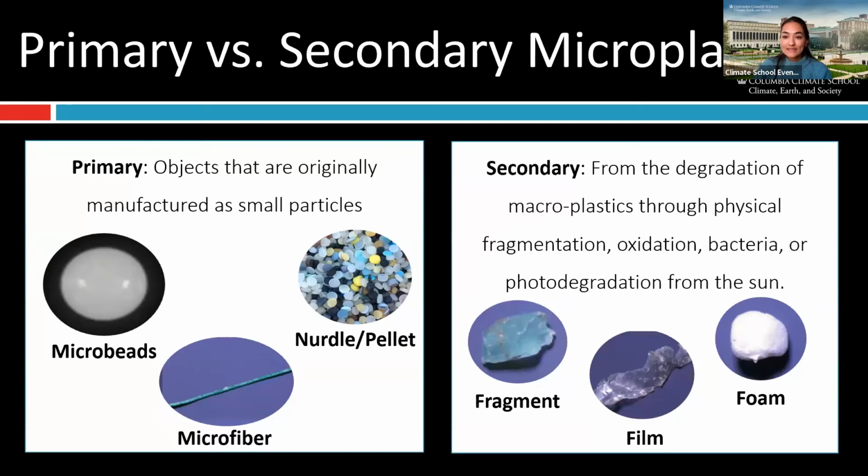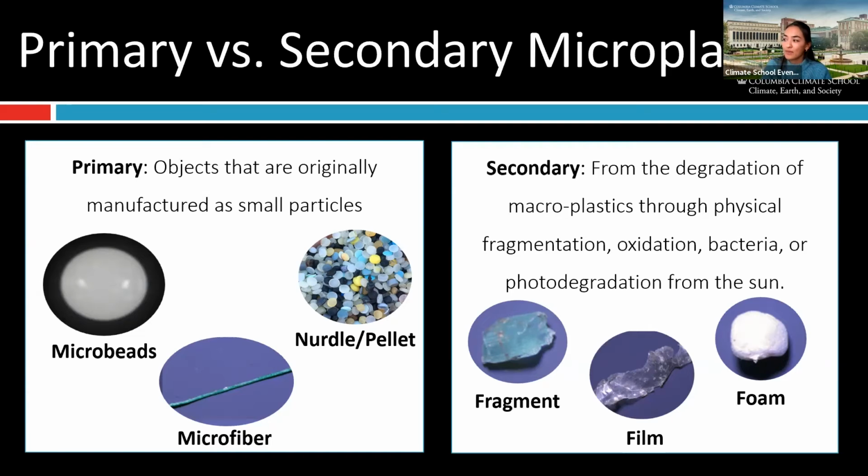So these microplastics can be further broken down into 2 categories: primary and secondary plastics. So primary microplastics are manufactured to be small in size. So they are manufactured small to serve a certain purpose. For example, microbeads have been used as an exfoliant. Secondary microplastics, on the other hand, are formed from the degradation of macro or larger plastics.